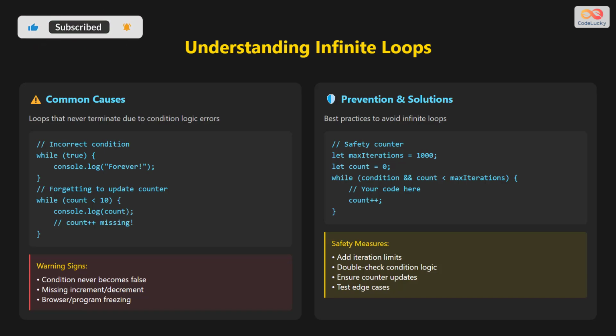Here are some warning signs of infinite loops: the condition never becomes false, missing increment or decrement of a counter, and the browser or the program freezing. To prevent infinite loops, we can add safety measures like adding iteration limits, double-checking the condition logic, ensuring that the counter is updated, and testing edge cases. In this example, we use max iterations as a safety counter for how many times a loop can run.